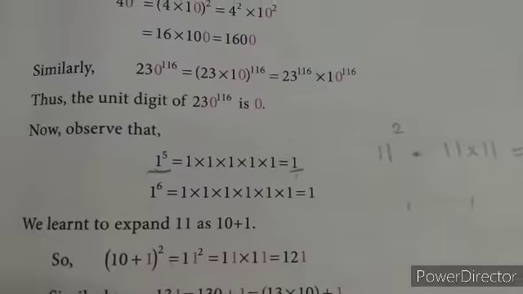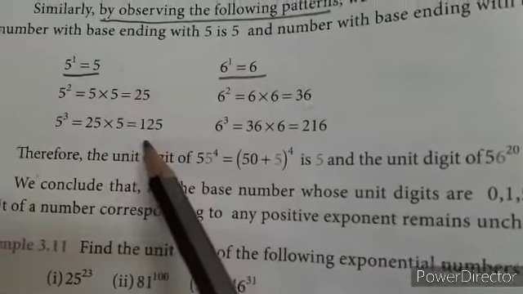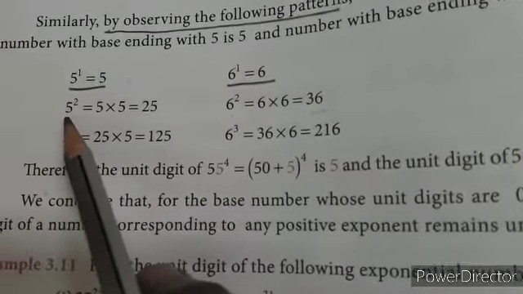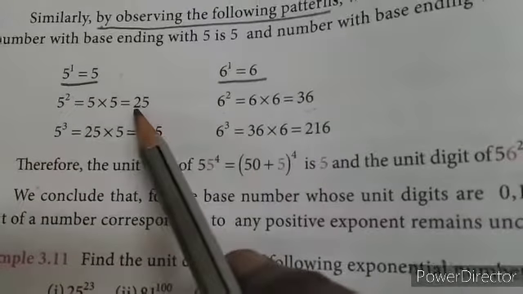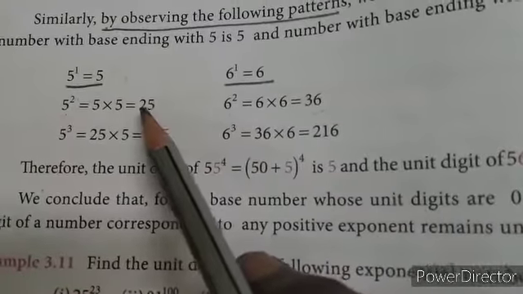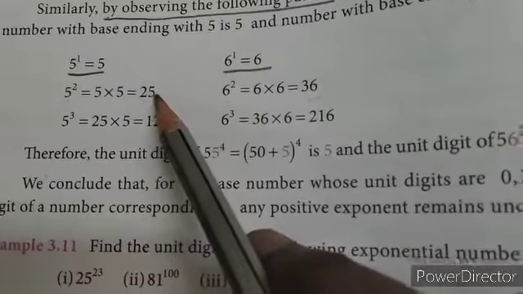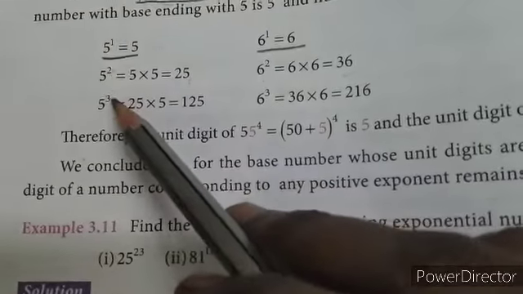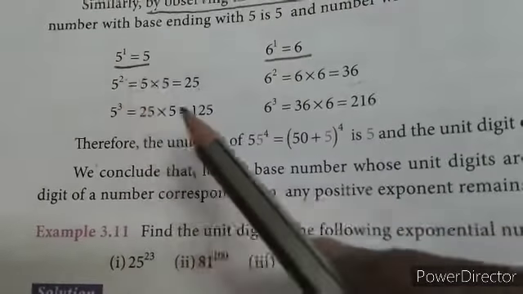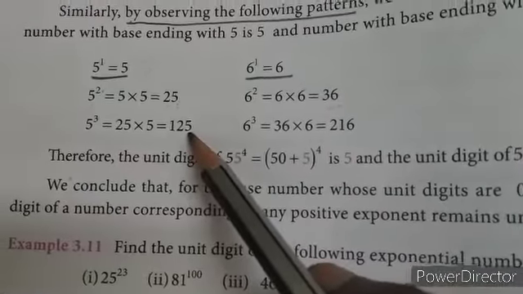Let's try some other patterns to find the unit place of the digit. By observing this pattern, here the base is 5 and power is 2. If I multiply the base twice, it will end with 25. That is, the unit place of the given answer will end with 25. And check the power, whether it is an odd power or an even power, the unit place of the answer will end with 5.